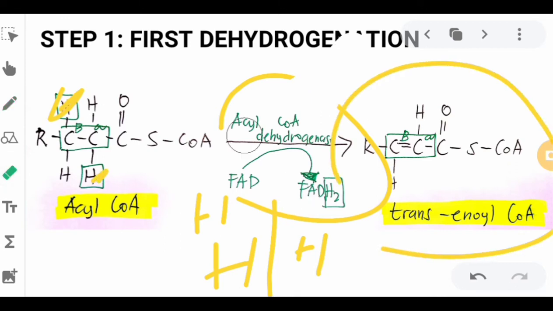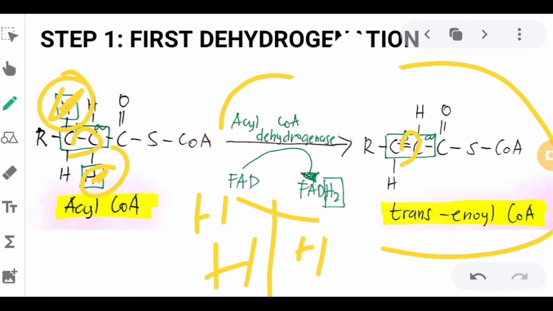The difference is that in trans, the hydrogens are placed oppositely. So here you only have a single bond, but once you have removed the hydrogen here, you will have a double bond here in the beta carbon.